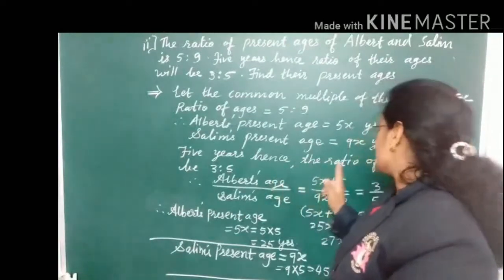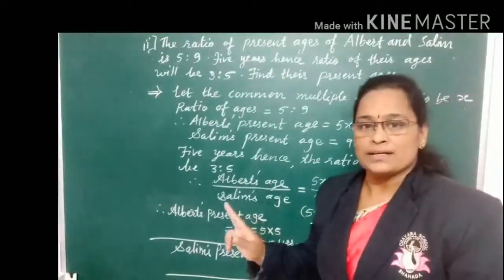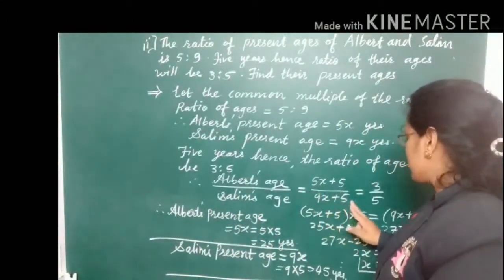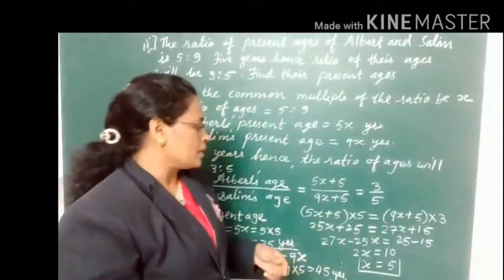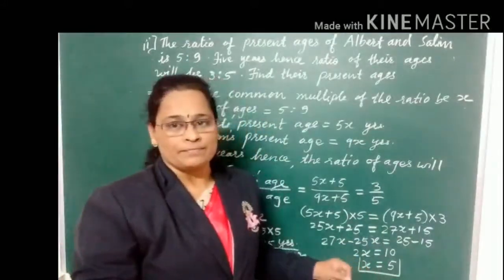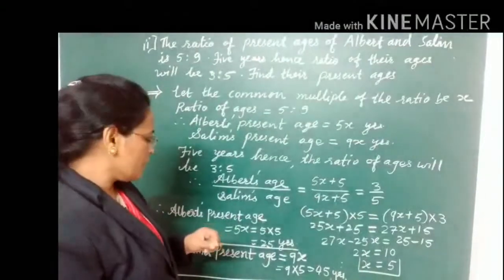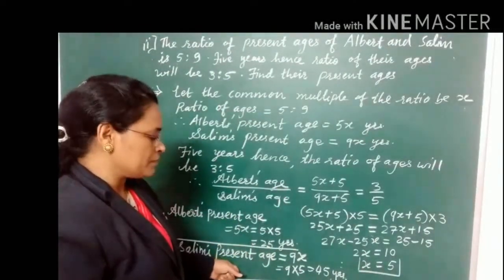5 years hence the ratio will be 3:5. So the ratio of Albert's age to Salim's age after 5 years will be 5x plus 5 upon 9x plus 5, which is equal to 3:5. So we get this equation, and if we cross multiply and find the value of x, it will be equal to 5. Let's substitute this. x is equal to 5. We get Albert's age 25 years and Salim's age 45 years.